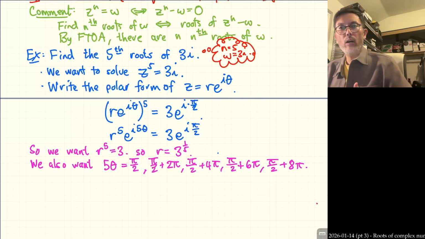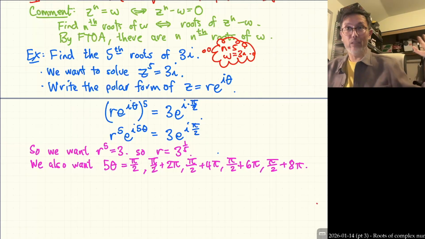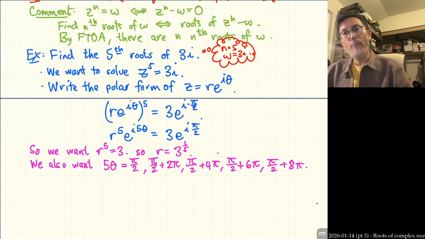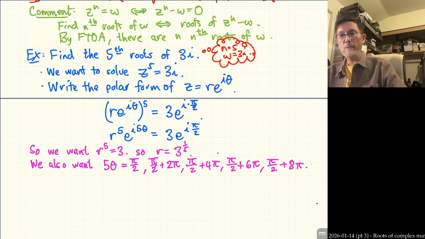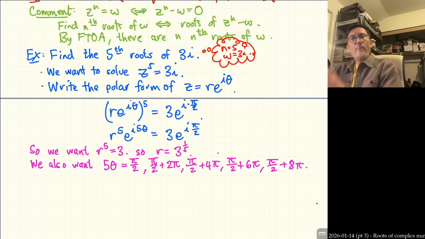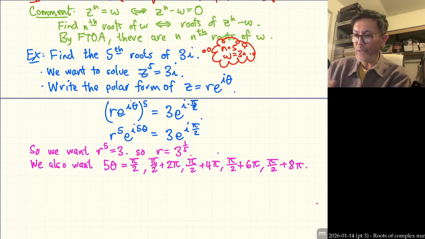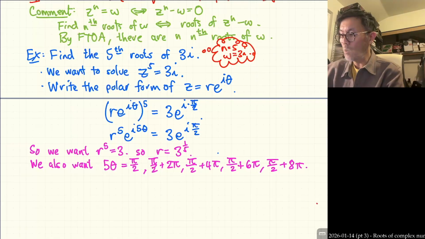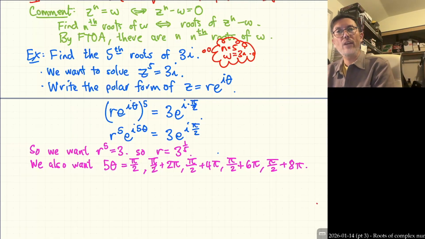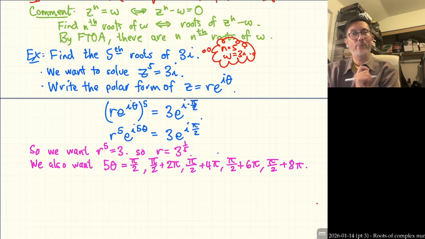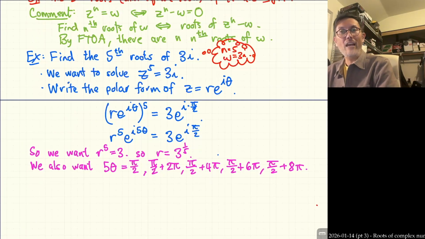And we can very easily figure out on the basis of this the possible values of theta. Now, crucially, why did I stop at 5? Why didn't I keep going? Why didn't I write pi over 2 plus 10 pi, and pi over 2 plus 12 pi, and pi over 2 plus 14 pi, etc.? Well, it's because by the fundamental theorem of algebra, which we haven't proven, by the way, we know that there are exactly n nth roots of w. There are exactly n roots of this degree n polynomial.